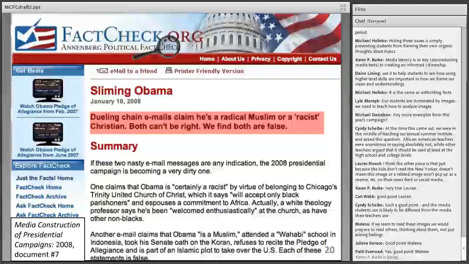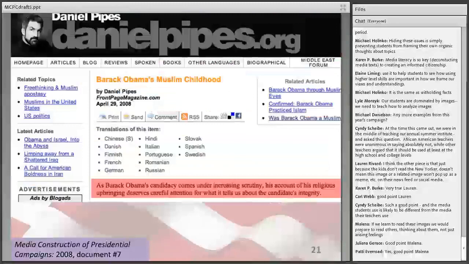Several days later, January 10th, from Annenberg Political Fact Check, factcheck.org: dueling email chain emails claim he's a radical Muslim or a racist Christian. Both can't be right. We find both are false. So quite different view, perhaps, than the anonymous email you just saw.